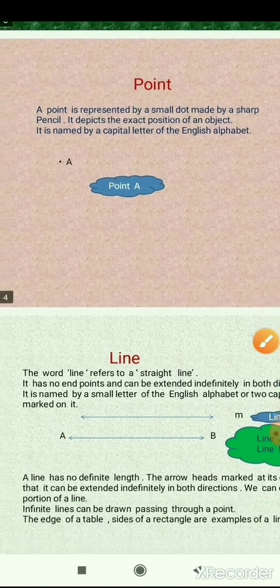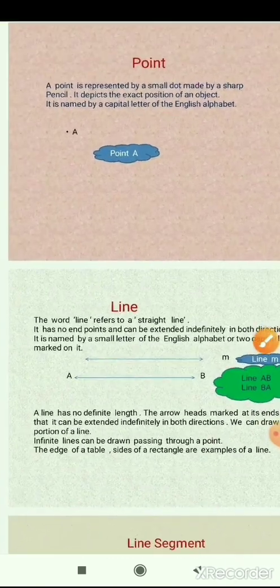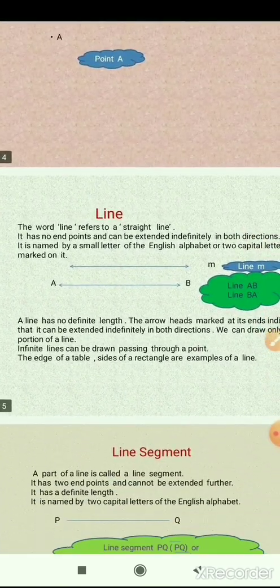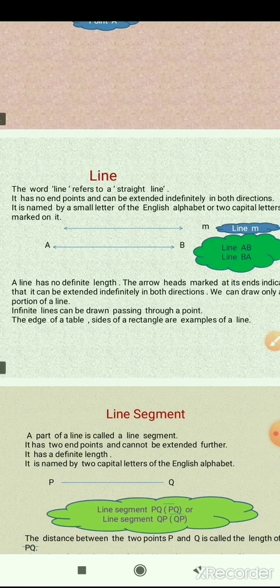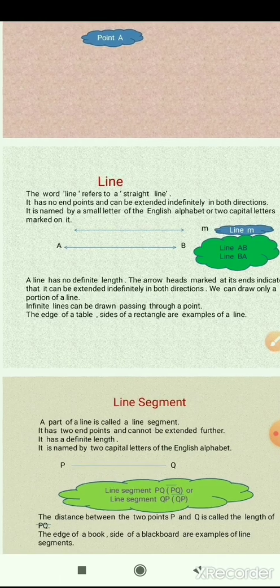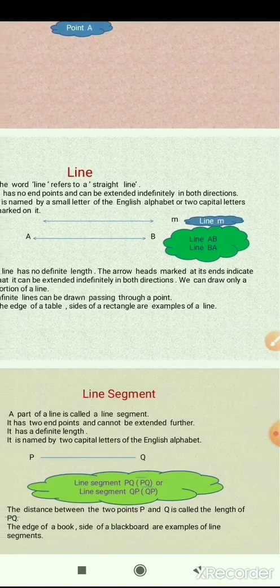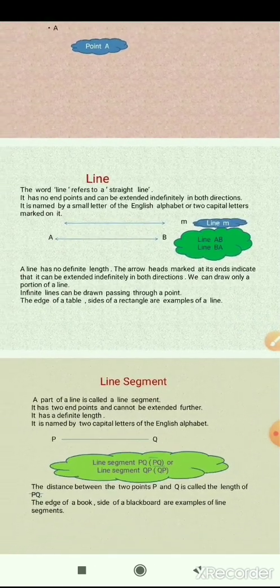Next is a line. Look here, the word line refers to a straight line. It has no end points and can be extended indefinitely in both directions.